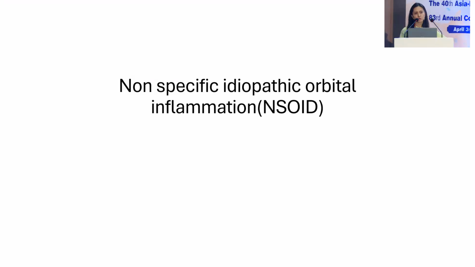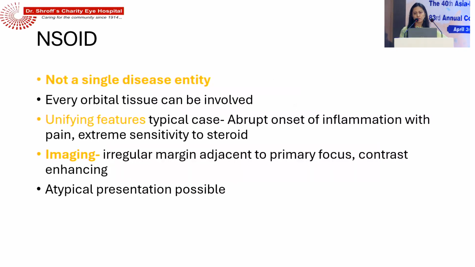We can't just label the patient as NSOI on the first visit based on the signs of inflammation unless we work up the patient to rule out the other specific causes. So NSOI is the biggest chunk, so I'll be focusing more on that. That's not a single disease entity. It could be a disease involving every orbital tissue, but the unifying feature in a typical case is the abrupt onset of inflammation with a lot of pain, and extreme sensitivity to steroid. They respond to steroid. Imaging is usually very non-specific, showing irregular margins of whichever tissue is affected, with a lot of signs of edema within the orbit.